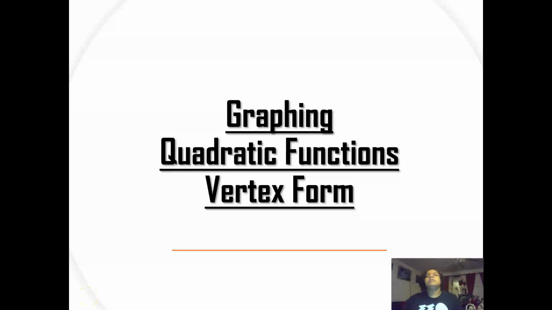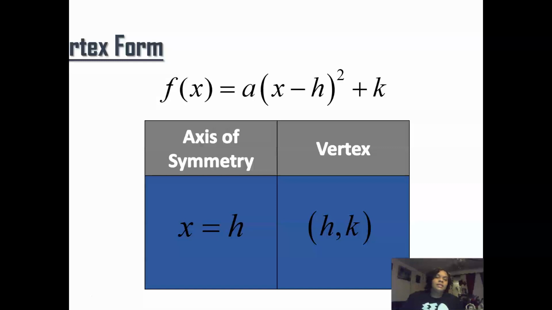Right now, we will be discussing graphing quadratic functions in vertex form. So, as we mentioned in previous lessons, the vertex form is not very difficult, but just a refresher, the A, if it's negative, the graph will open downward. If it's positive, the graph will open upwards, okay? So with that being said, this is what the vertex form looks like.